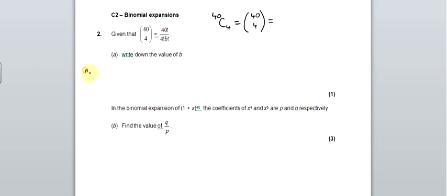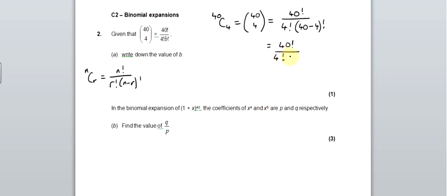So n choose r is equal to n factorial over r factorial times (n take r) factorial. So here we've got 40 factorial on the top, 4 factorial here, and then here it's (40 take 4) factorial. So that's 40 factorial over 4 factorial, and then we've got 36 factorial, so b equals 36, 1 mark.